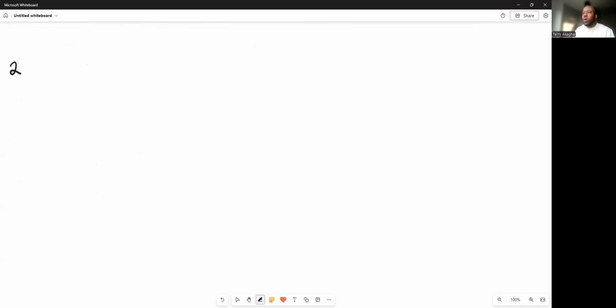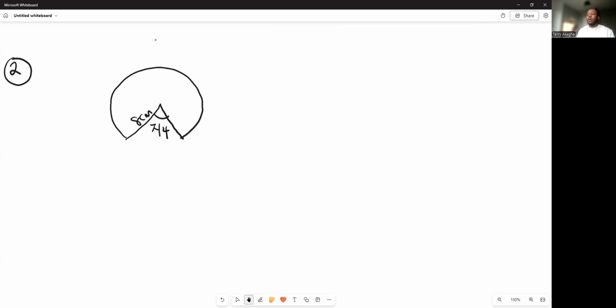Number 2, we're told to find the perimeter of the shape here. So something like this. Then we had something like this. And we're told that this was what? Pi over 4. And the length here was 8 centimeter. Okay. Now you can see in this question here, we're not told to find the minor, we're finding the major.